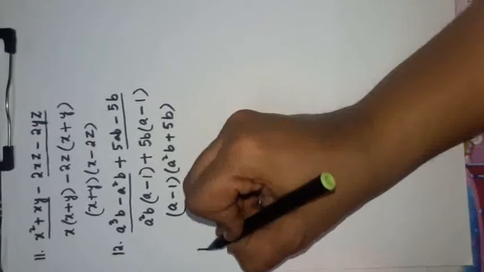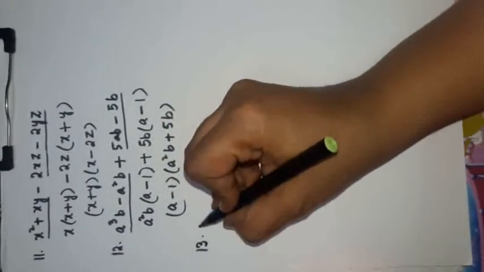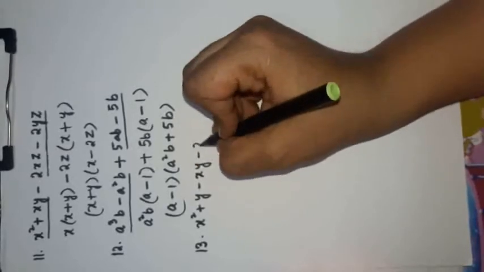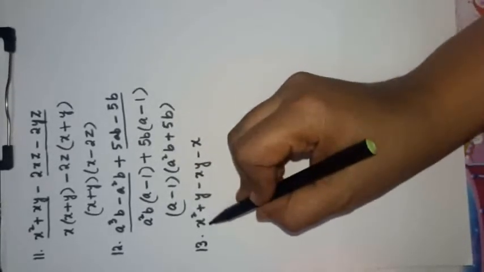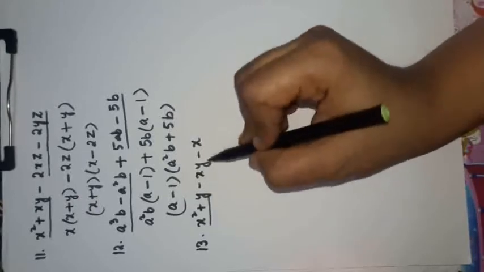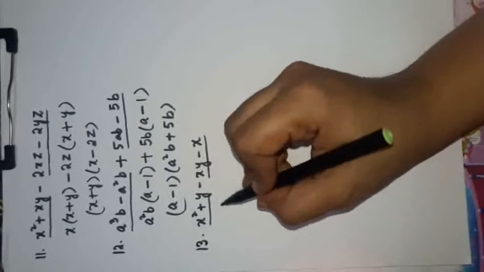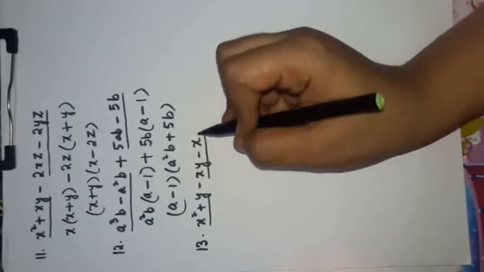Let's go to the 13th one. So what is your 13th problem? x square plus y minus xy minus x. Okay, so again you have got four terms, so let us group this. So here x square plus y and xy minus x. Okay, so x square plus y and xy minus x.